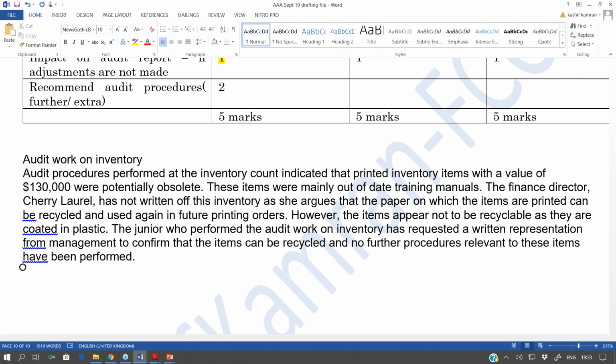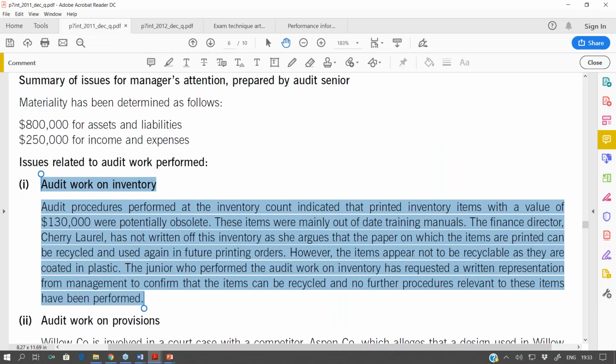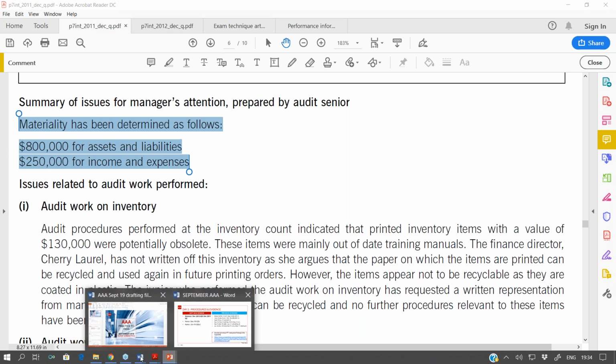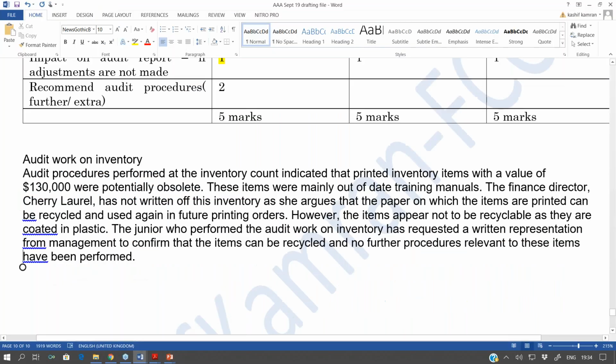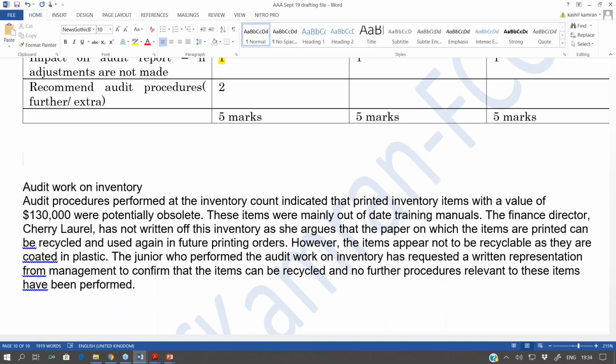do we know the materiality in this question? The materiality in this question has been already given. So you are not calculating the materiality, right? They have given the thresholds, 800,000 for assets and liabilities and 250,000 for income and expenses. Normally we calculate the materiality, right? As we were doing in the session yesterday. But over here, the materiality has already been given. Is that strange? Because many times we don't see that happening in the past paper.